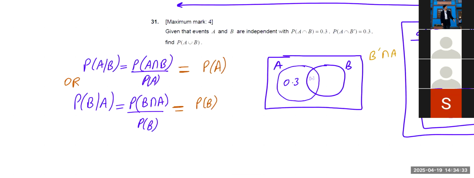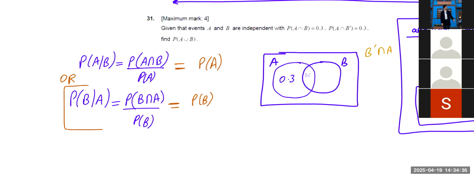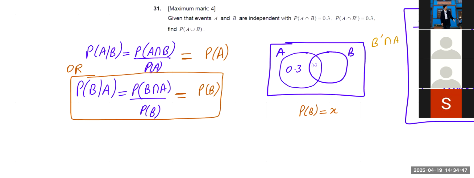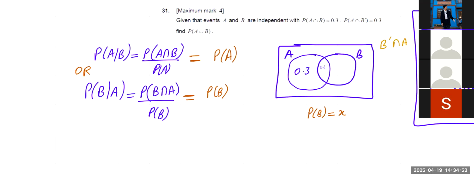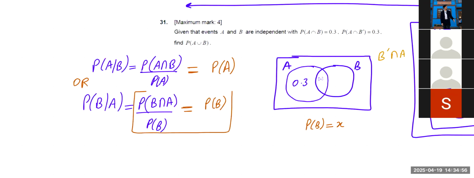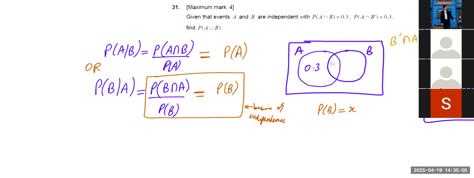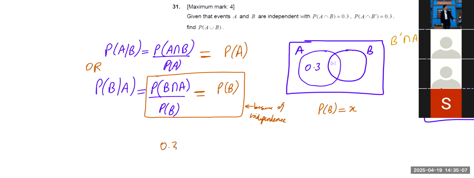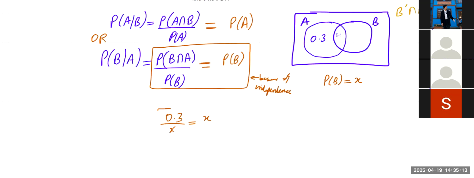So maybe by using this formula and calling the probability of B X, I don't know what it is yet, I can try to find out what X is, because that's what I'm trying to find, right? I'm trying to find what goes here. Since they are independent, this must hold basically because of independence. Now, what's the probability of B intersection with A? 0.3. What's the probability of B? I don't know.